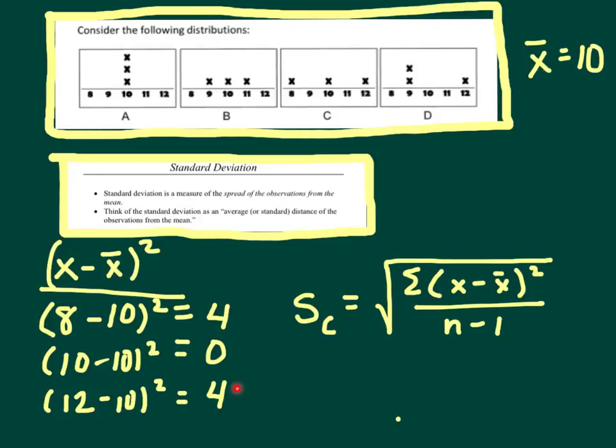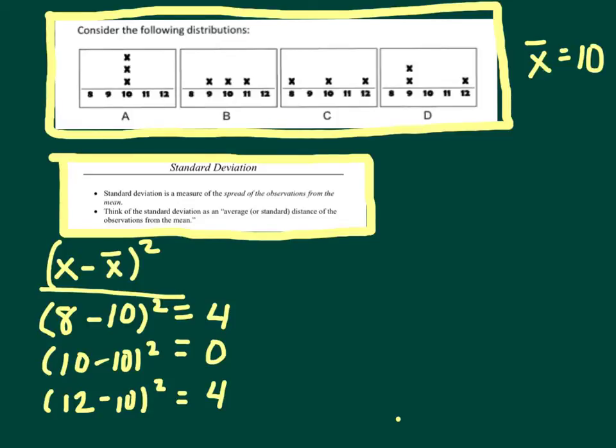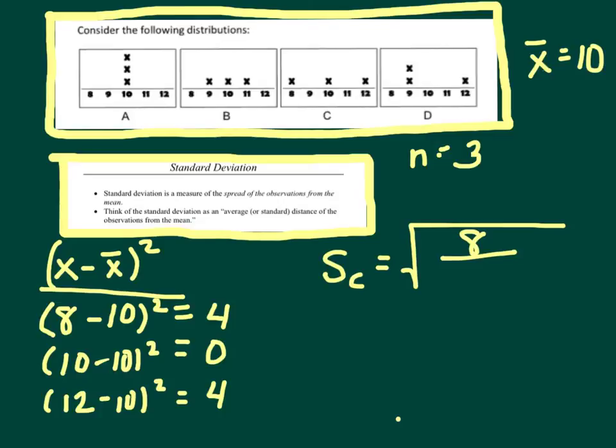Okay, so let's go to the formula here. So now we're going to have our standard deviation of data set C is going to be the square root of 8 over, and n is 3, right? N is 3. So n minus 1 would be 2. So my standard deviation is the square root of 4, which is 2. The average number of deviations from the mean is 2. It was much easier to do that by looking at the data set and seeing there's 2 steps above, 2 steps below. The average distance from the mean is 2. But this is the precise calculation.